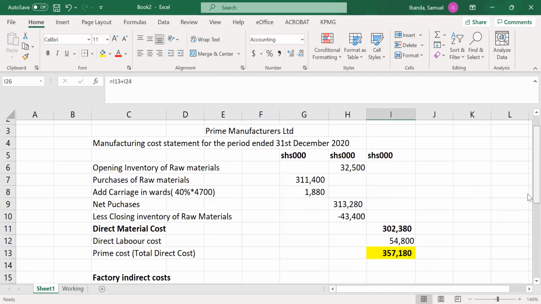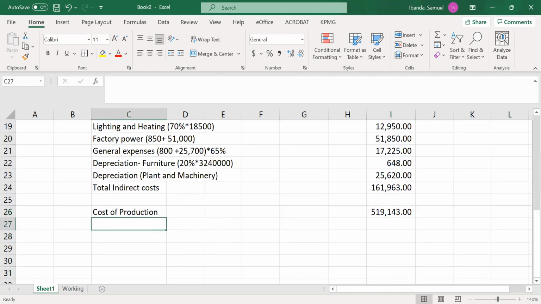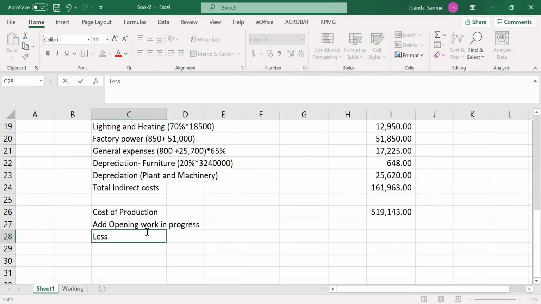After we've gotten our cost of production, we have to look at our opening work in progress. Basically, we call it change in work in progress. So what we do is we add opening work in progress, and then we less our closing work in progress.